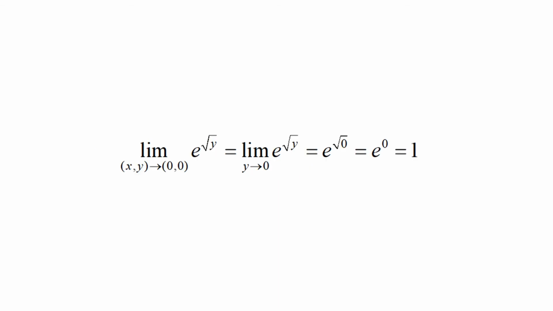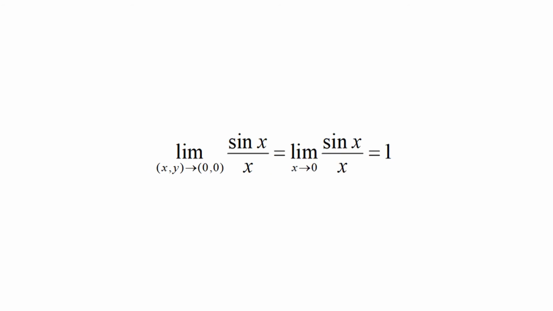Now, the limit as (x, y) approaches (0, 0) of e to the power square root of y is equal to the limit as y approaches 0 of e to the power square root of y, which is equal to e to the power square root of 0, which is equal to e raised to 0, which is equal to 1. And the limit as (x, y) approaches (0, 0) of sin x by x is equal to the limit as x approaches 0 of sin x by x, which is equal to 1.